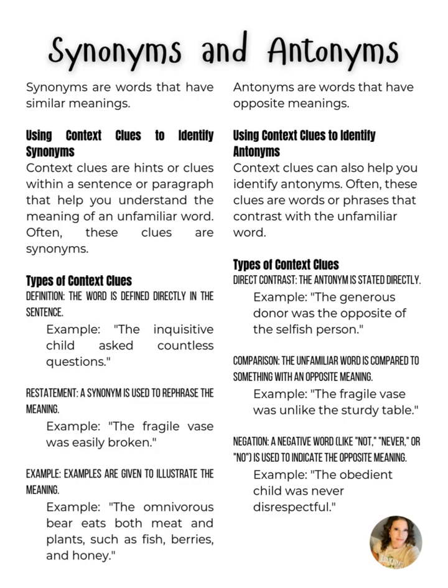And then negation, a negative word like not, never, or no. So another example is the obedient child was never disrespectful. Well, an obedient child is not going to be disrespectful. So you know that obedient means that they behave and they are respectful. Those are just some examples that you will see, but I'm going to use Thunder Rose to show you a couple of words, the antonyms and synonyms, and then you're going to try it on your own.